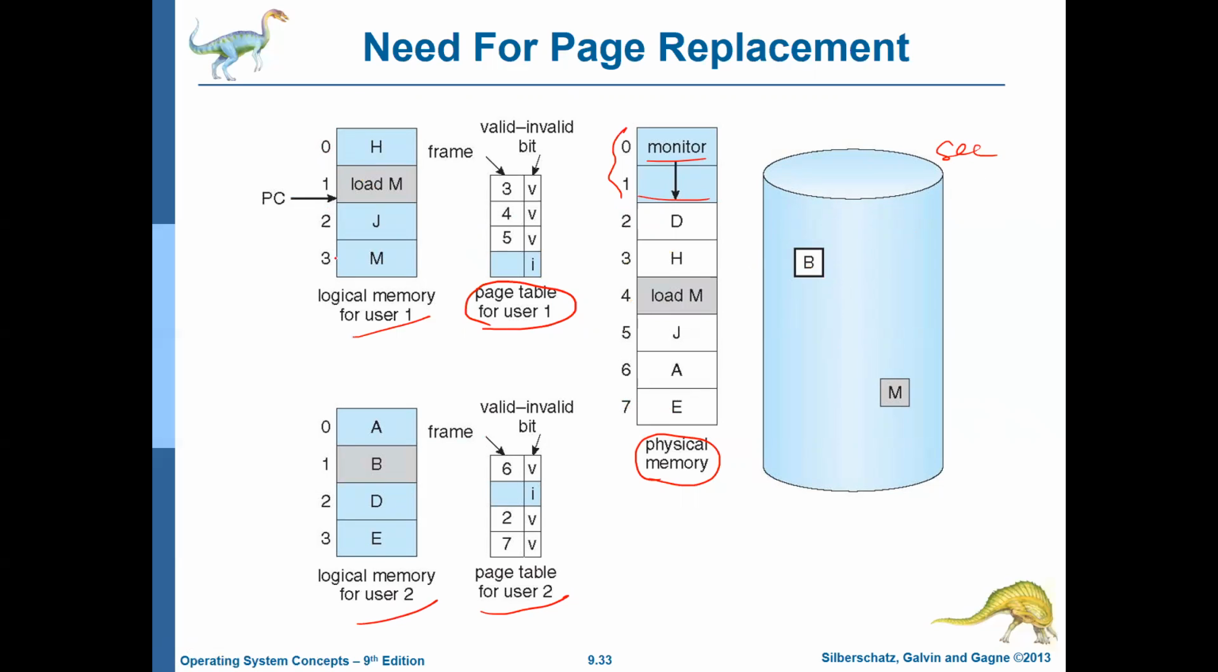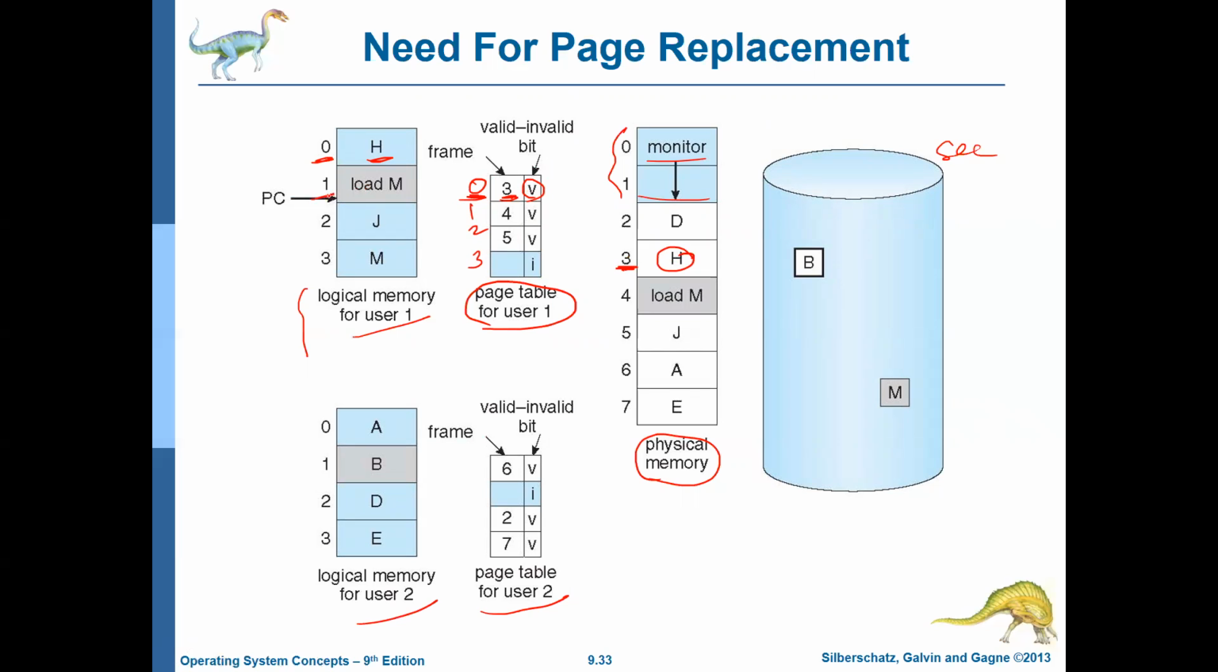For example, in the logical memory of user 1, the 0th page contains the value h. You can see this is 0, 1, 2, 3. When you look at the 0th page number, its frame number is 3. So we come to frame number 3 in the physical memory and we can see h is available. That is why it is valid. If it is available in memory, we put a valid bit. Otherwise, we put an invalid bit.